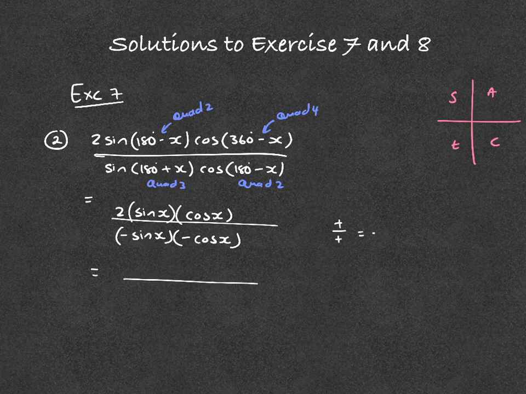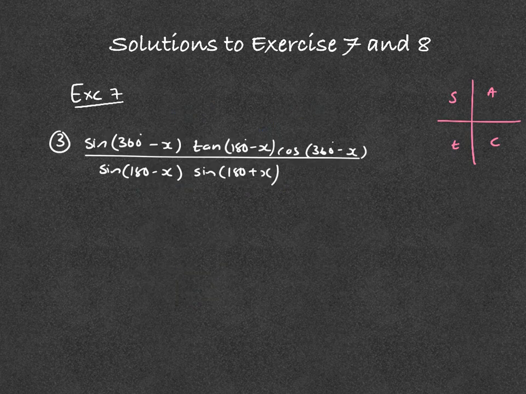Okay, so what's the sign going to be? On the numerator we've got a positive, and the denominator we've got negative times negative, which is positive, so we're going to get a positive answer. So we've got 2 sin x times cos x divided by sin x times cos x. So what's going to happen there? Sin x divided by sin x, 1. Cos x divided by cos x, 1. So therefore the answer is equal to 2.